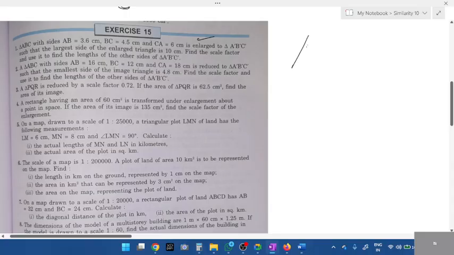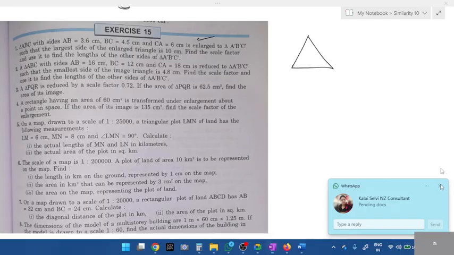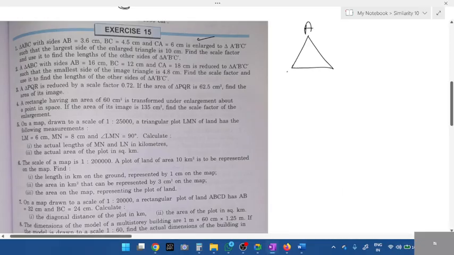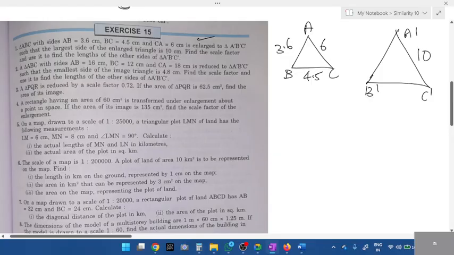Now look here. Let me draw a small diagram for reference. AB is 3.6, BC is 4.5, AC is 6 centimeters. All three are different. It is enlarged, meaning the size is increased, A dash, B dash, C dash, such that the largest side of the enlarged triangle, which corresponds to the largest side in the smaller triangle, students. In the smaller triangle, the largest is AC. Corresponding to that, the largest is A dash C dash, and that value is what they have given.